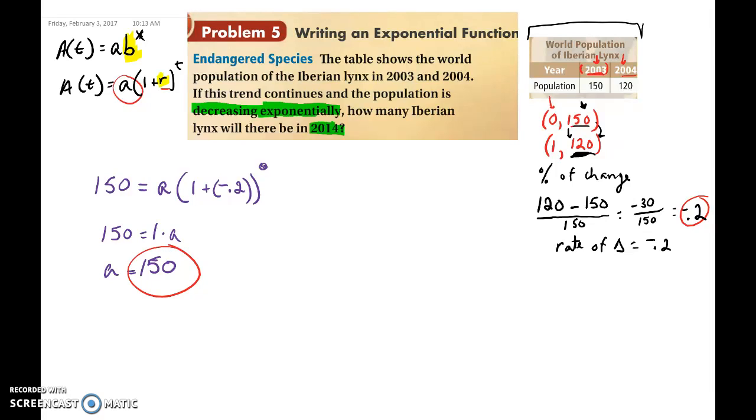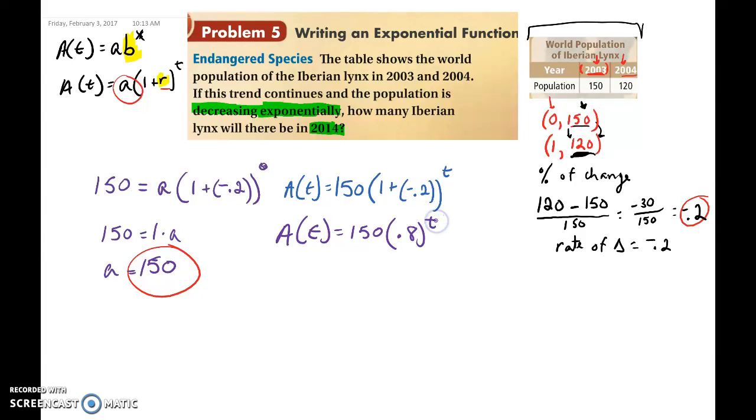So now we came up with the equation. It's a sub t is equal to a, which is 150, times 1 plus negative 0.2 raised to the t power. And then we will simplify this just to make it a little bit easier. So a sub t is equal to 150 times 0.8 raised to the t power. All right, so this is our formula.